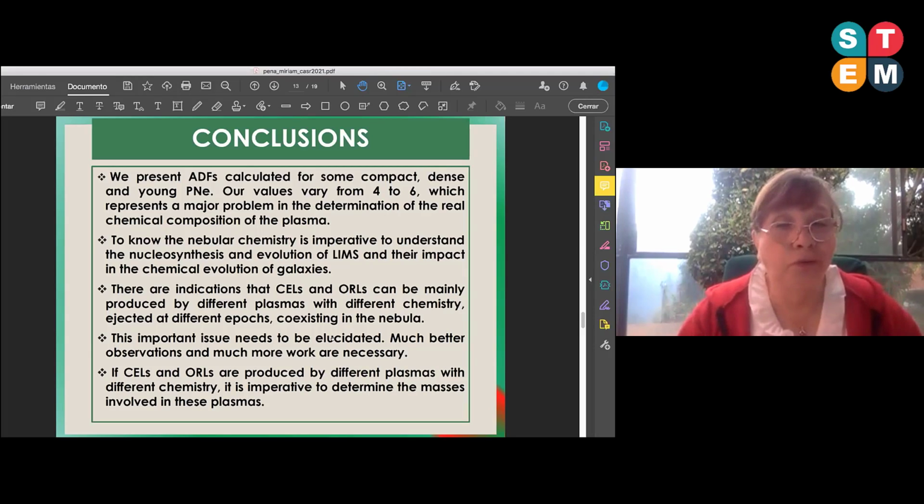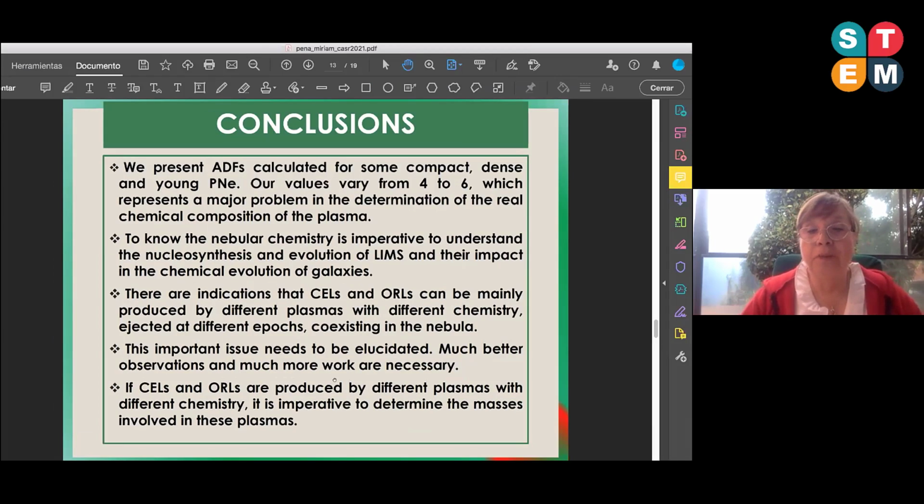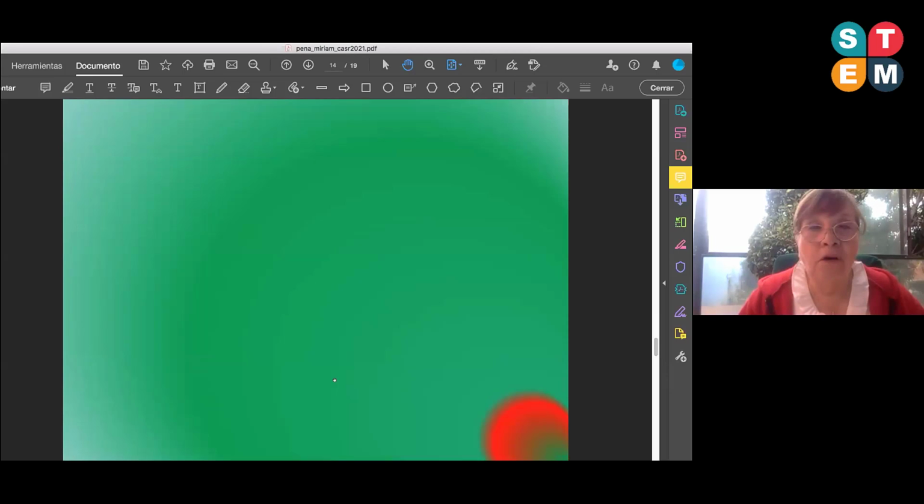That CELs and ORLs are produced by different plasmas with different chemistry. It is imperative to determine the masses involved in these plasmas in order to determine if the real chemistry is that derived from collisionally excited lines or that derived from optical recombination lines. And I think that's all.